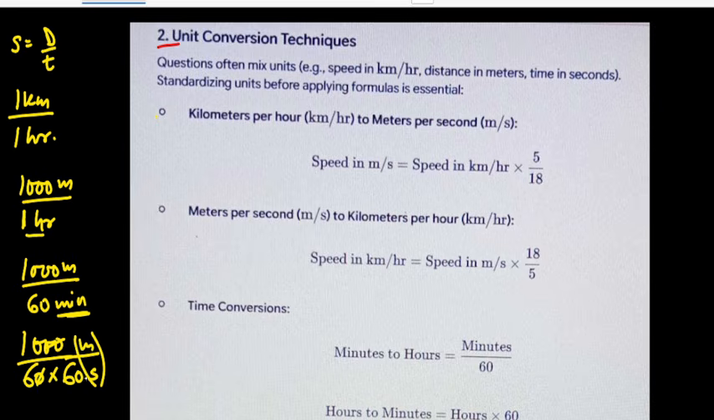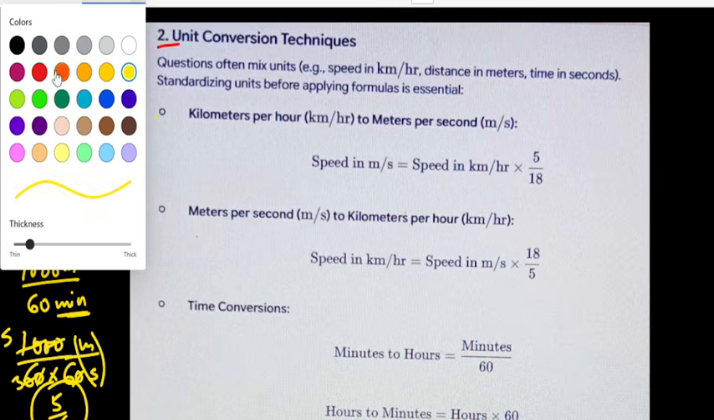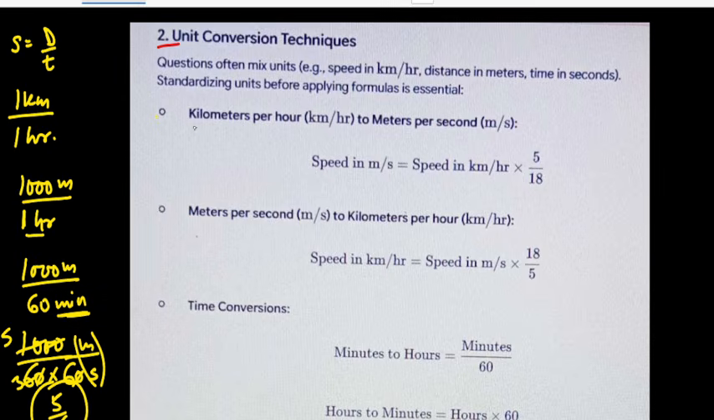And if you cancel these terms, you would end up getting 5 and 18, which is 5 by 18. This is what is given in this formula: in order to go from kilometer per hour to meter per second, you have to multiply the speed by 5 by 18, and in order to go vice versa, from meter per second to kilometer per hour, you multiply by 18 by 5.